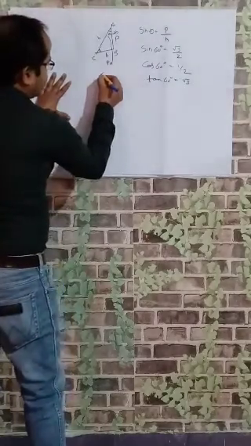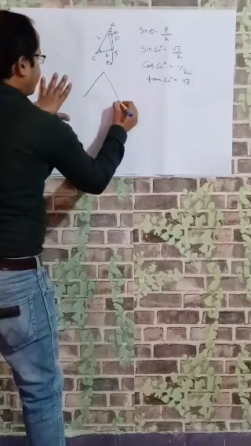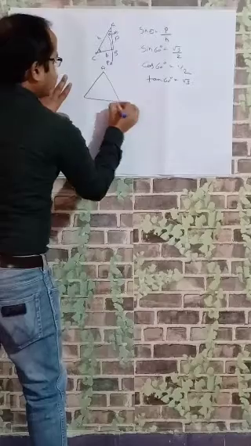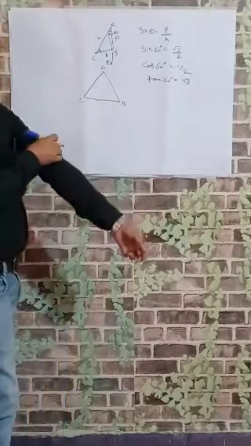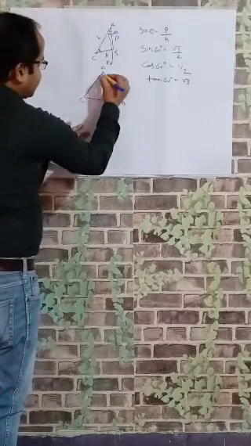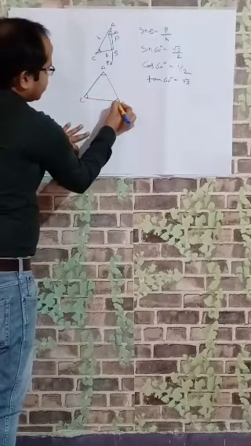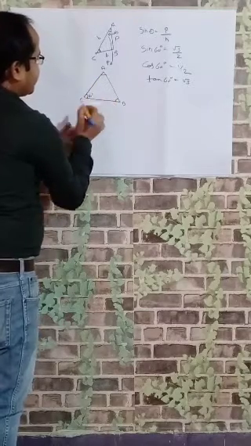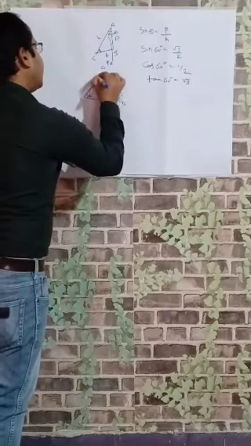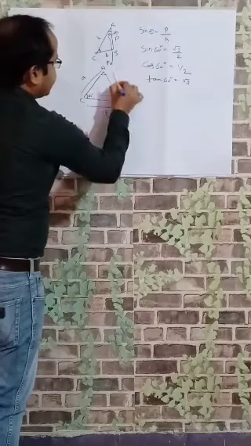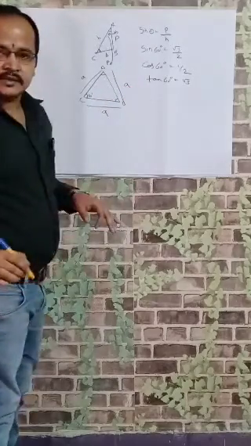Let us draw an equilateral triangle. In an equilateral triangle, all angles are 60 degrees and all sides are equal. This is 60 degrees, this is 60 degrees and this is also 60 degrees. If this side is of length A, then this side will also be A and this side will also be of length A.